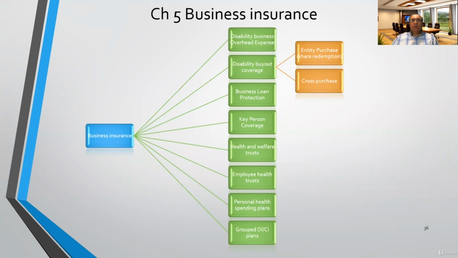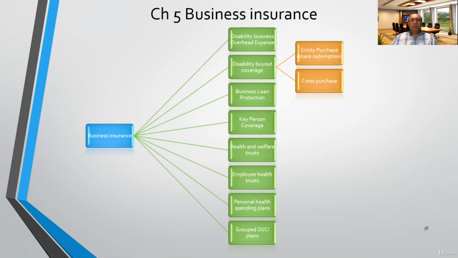The partners who are running the business may possibly need to buy out each other's shares if one becomes disabled. We'll talk about this in more detail in the coming slides. There are two types: entity purchase and cross purchase. Then there's business loan protection, which will cover the minimum payments for the loan or other expenses required for the business to keep afloat.